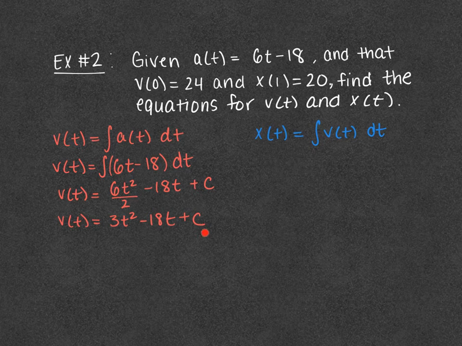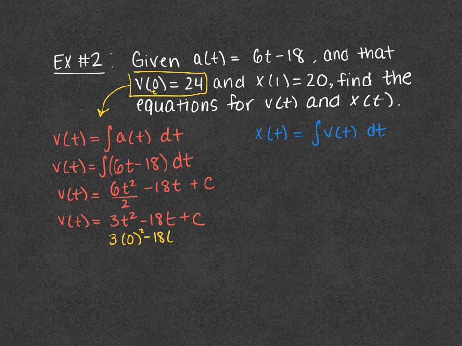Now our goal is to find that c value. They tell us that v of 0 is 24. This is the information that we're going to use. So the t is in place as 0. Every time I see a t, I'm going to put 0. And everywhere I see a v of t, v of 0 is 24, so the y value goes here. And then we're going to solve for c.